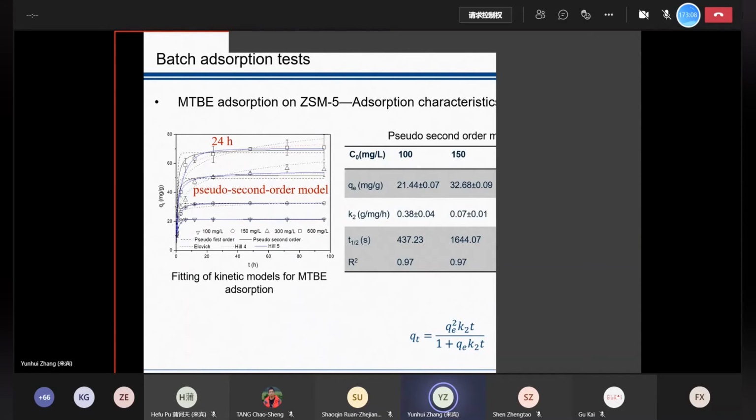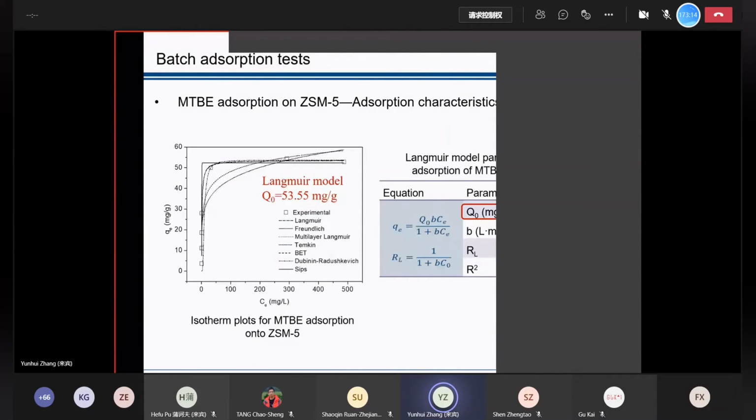And when it comes to the adsorption isotherms, the MTBE adsorption can be described best by the Langmuir model, indicating a monolayer and a homogeneous adsorption process. And the maximum adsorption capacity, that is Q0, is about 54 milligram per gram, and the RL value indicates that the adsorption is favorable.